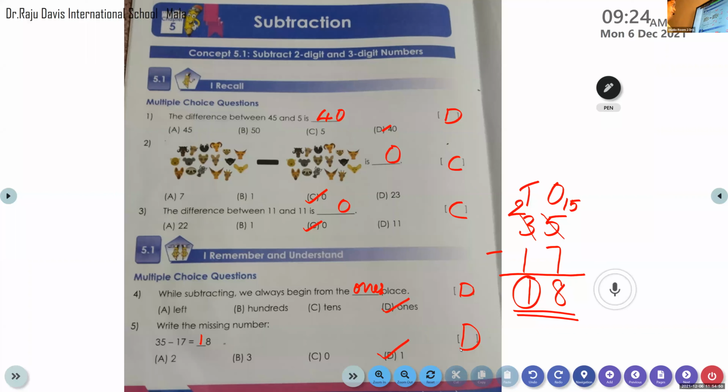Now all of you take the next page, page number 31.